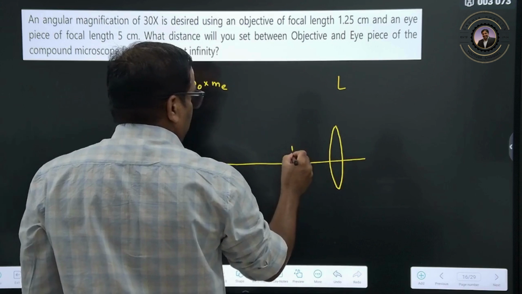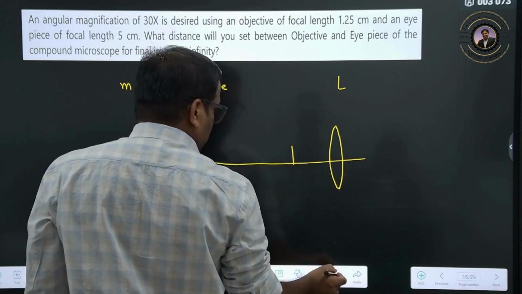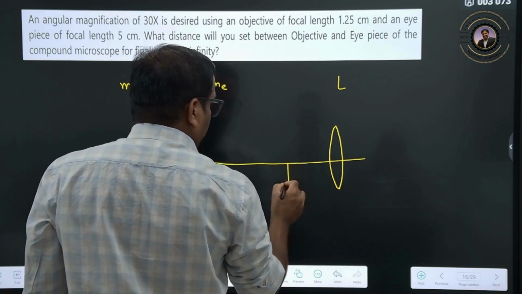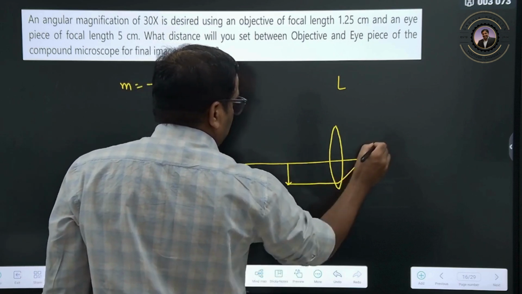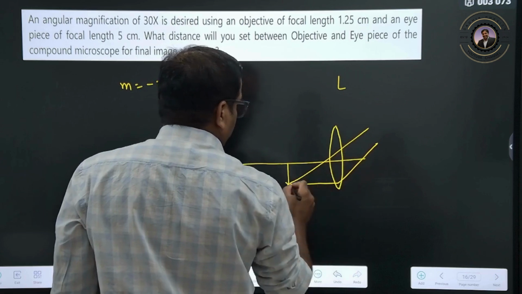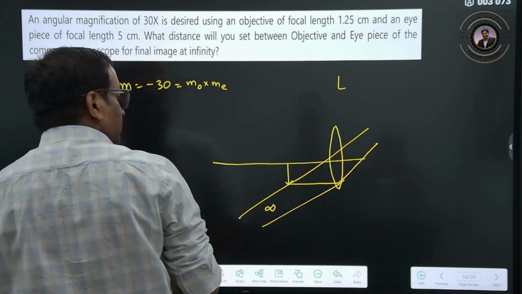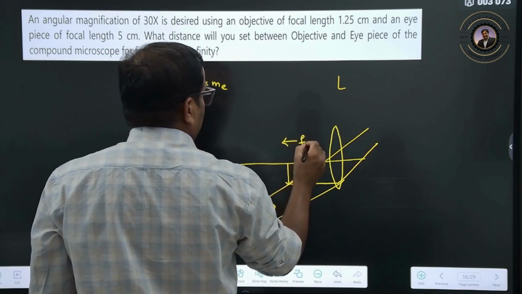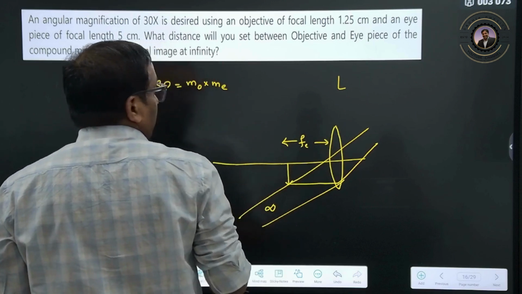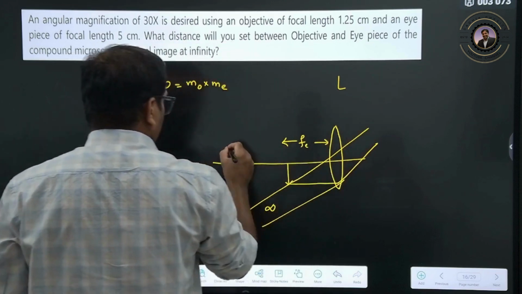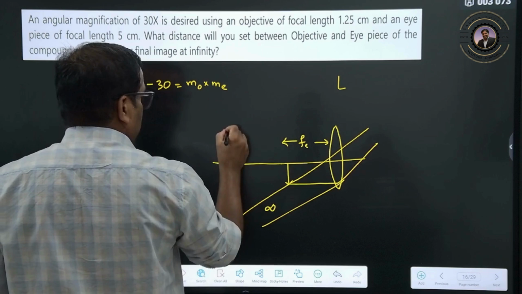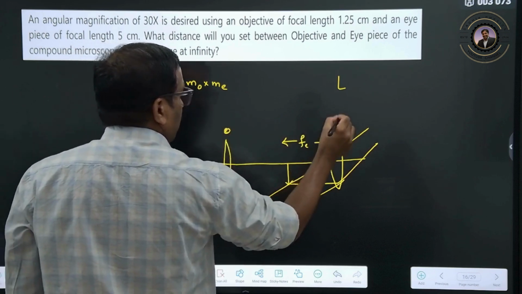So here, definitely, an intermediate image will be formed. Then the rays will be parallel to this. Clear? The image is at infinity. So this distance is nothing but FE. Clear? So here he is asking about the eyepiece. This is your objective, and this is your eyepiece.